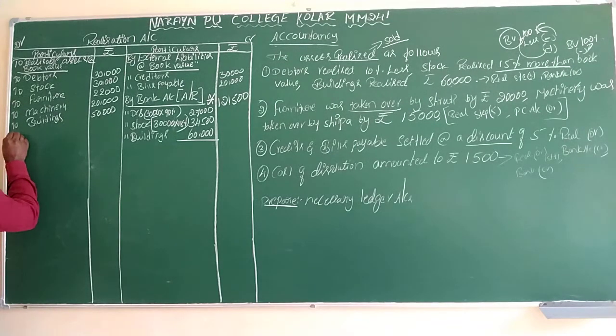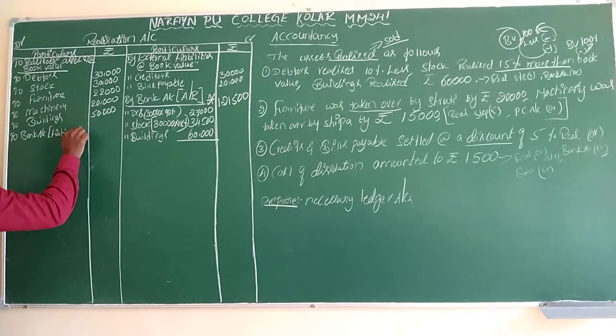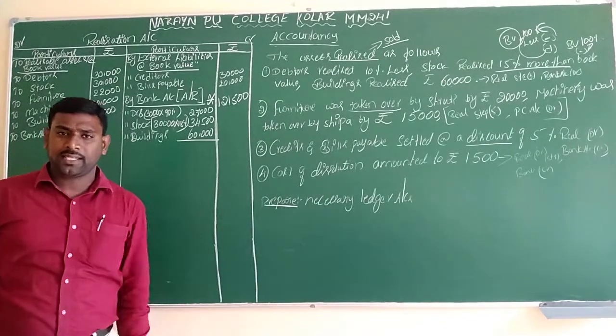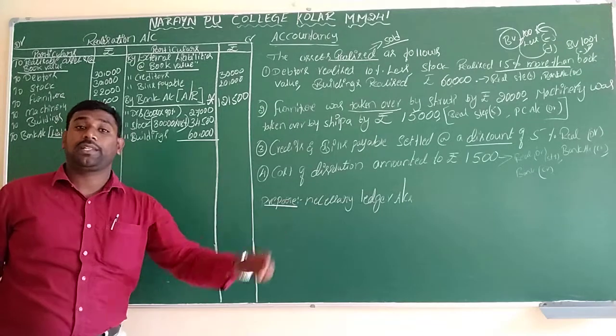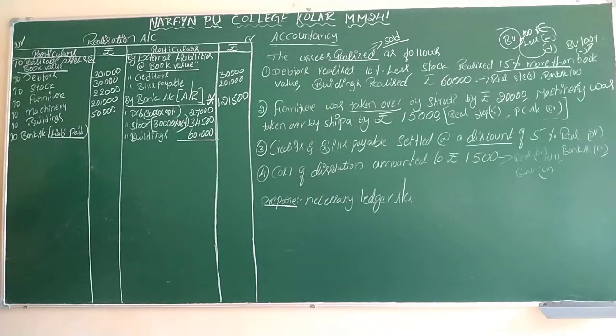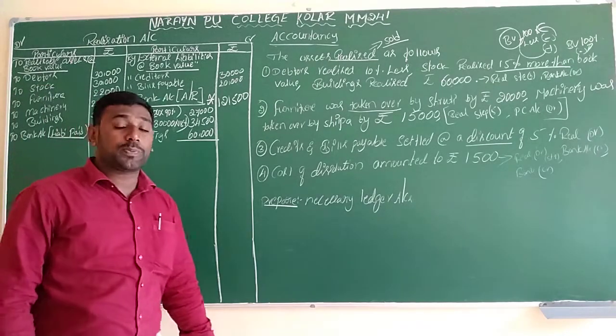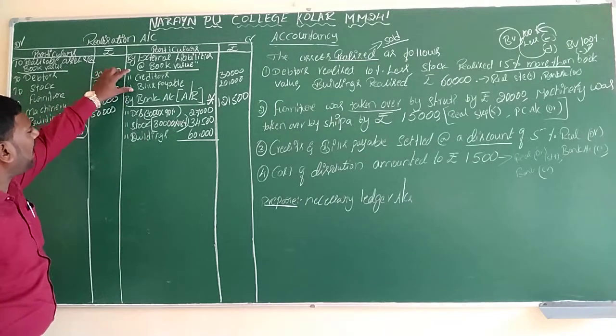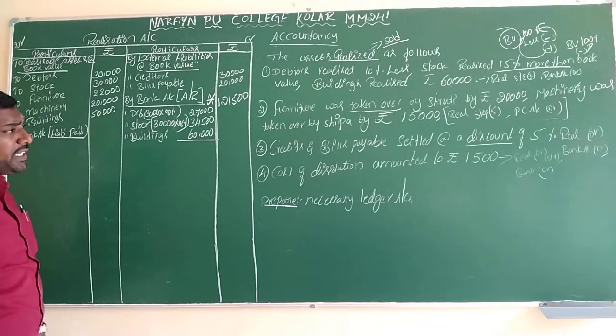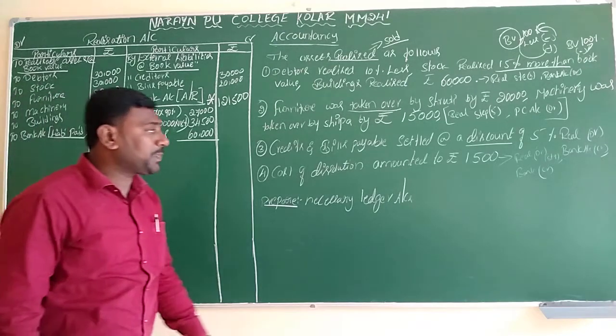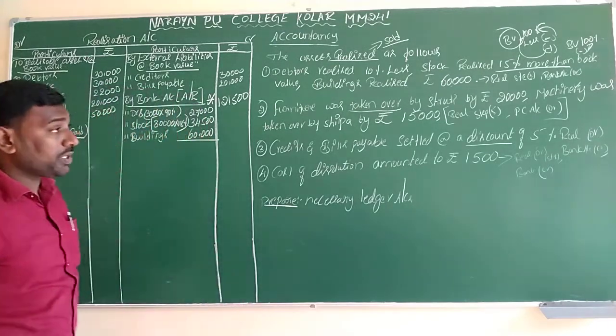Next, come to step number 4. To bank account. In brackets, liabilities paid. So this is step number 4. In step number 3 we sell the assets, and in step number 4 it is compulsory that we pay the liabilities. Here adjustment number 3 says that creditors and bills payable are settled. Actually, how many liabilities do we have? We have only 2 liabilities. The information given is: creditors and bills payable settled at a discount of 5%.